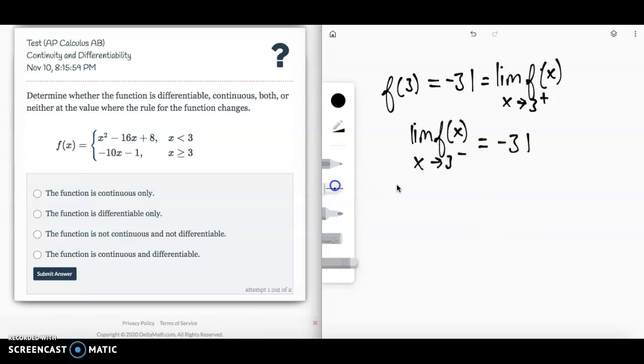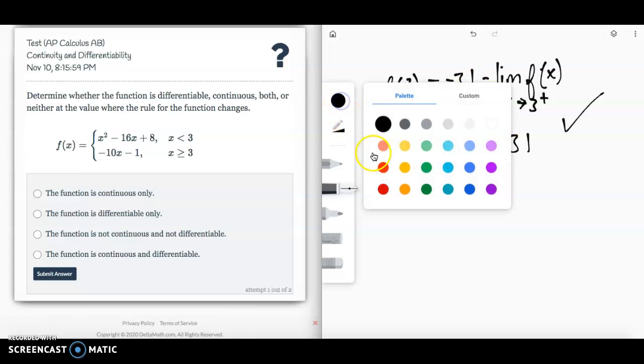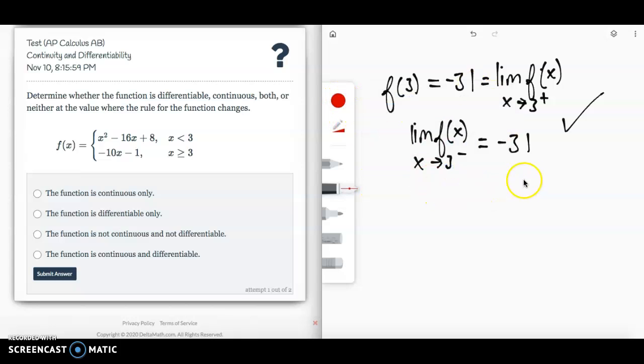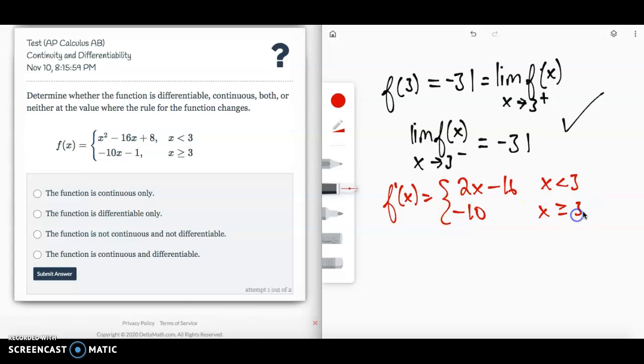So continuous, check. Now we have to check if it's differentiable. So we do the same thing, but you do it with its derivative instead. Let's write our derivative first. So f prime of x equals 2x minus 16 for values less than 3, and then negative 10 for values greater than or equal to 3. So then if I do f prime of 3, I would get negative 10, and that's also my right-hand limit.